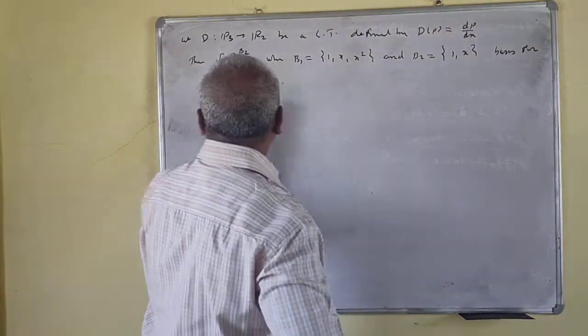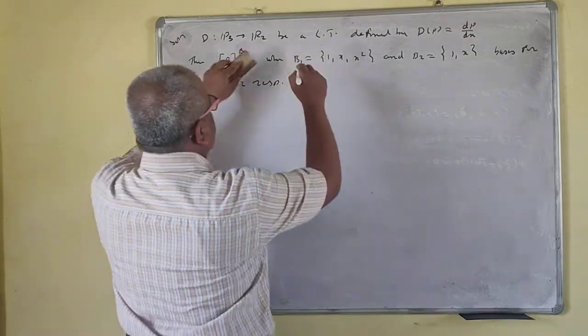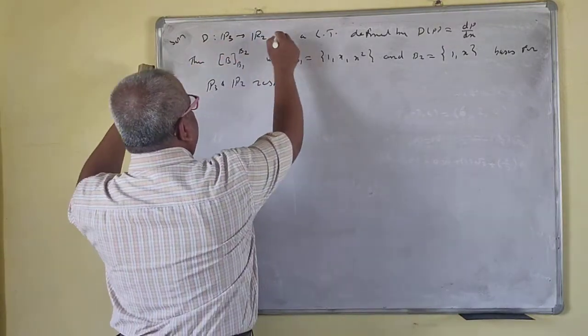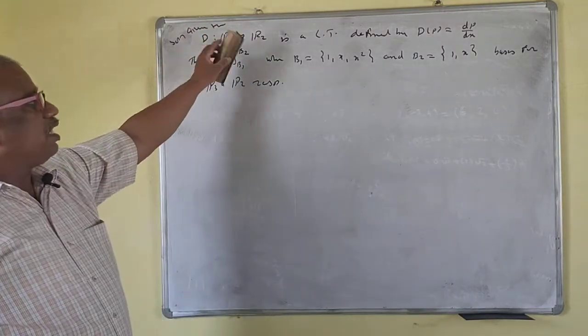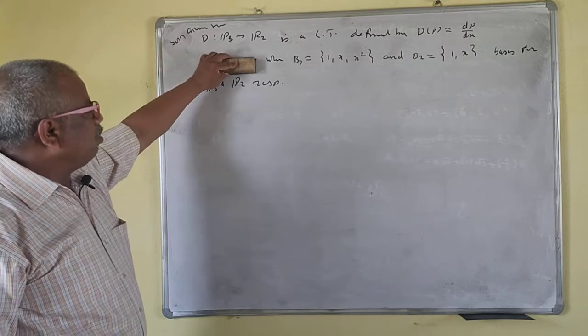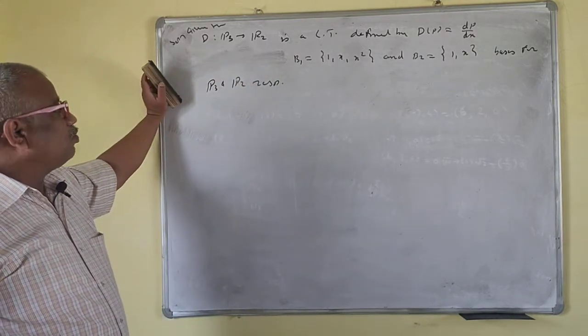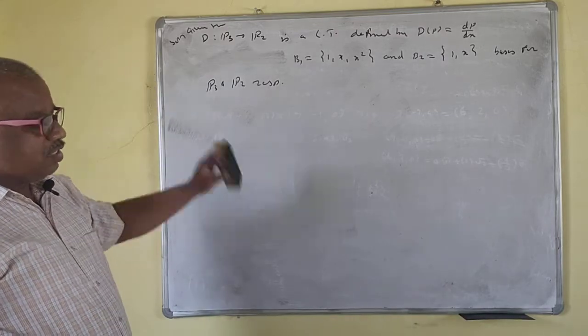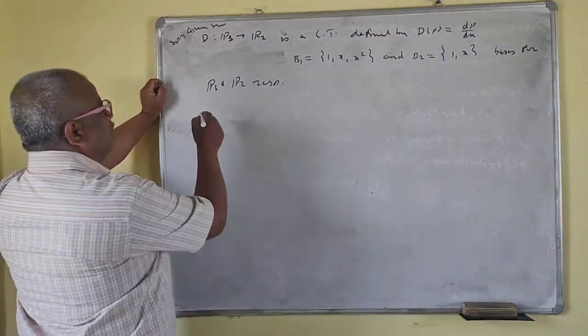Okay. Solution. Given that, you have to write this, given that. Okay. D from P3 to P2 is a linear transformation defined by this. Okay. So B1 is equal to this and B2 is our basis for P2 and P3 respectively. This is provided to you. Okay. So we'll find D of p now.